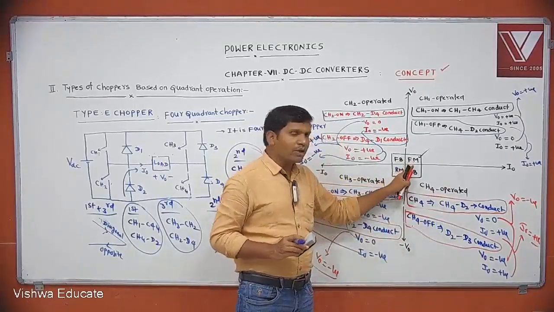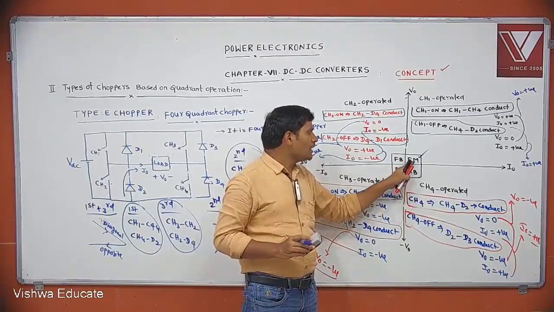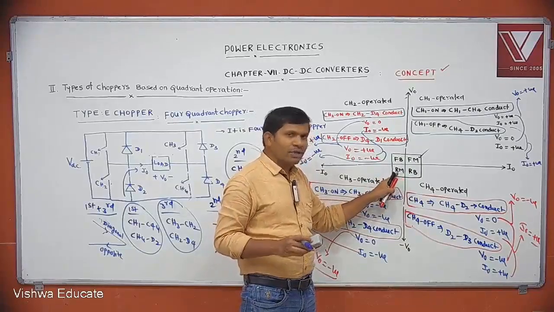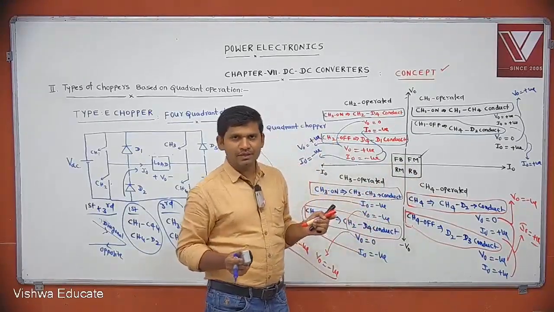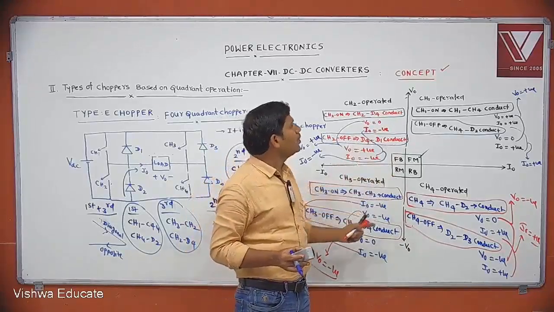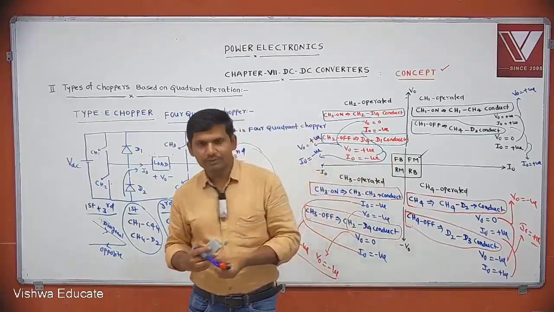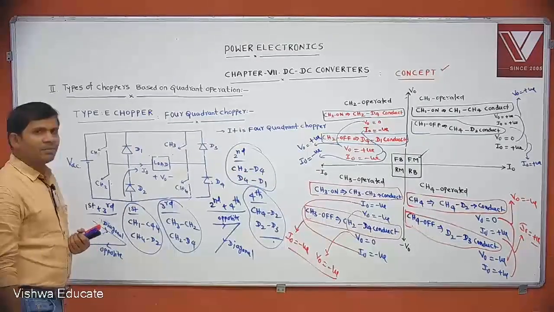It is forward motoring, forward braking, reverse motoring, reverse braking. For motoring, when you apply braking, that is forward braking. For reverse motoring action, when you apply braking, that is reverse braking. Understood? This is the detail about the type E chopper, or 4 quadrant chopper. Clear? Now discuss the steady state analysis of type A chopper.